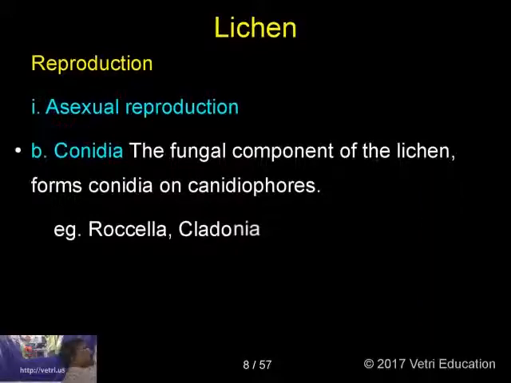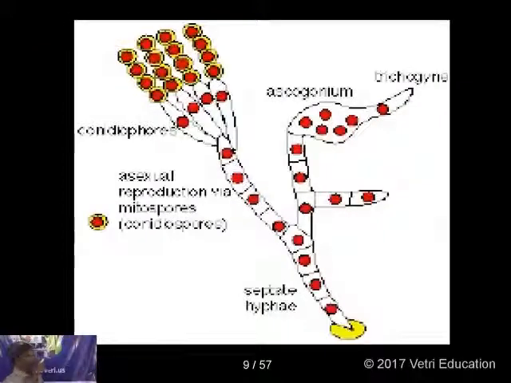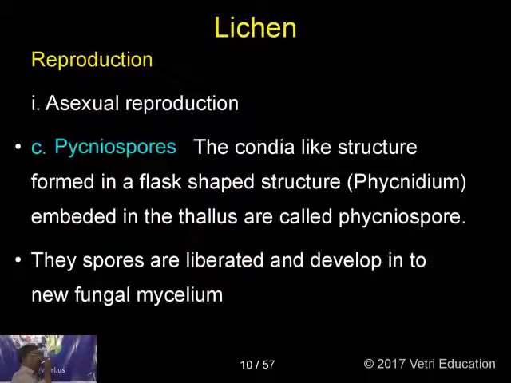This you can see. So here you see this is a fungal filament. In the fungal filament, which is uninucleate, you can find at the tip of this conidiophore stalk chains of conidia developed. When the conidiospores mature, they will be removed and, finding a suitable substratum, they will develop into that particular fungus. The next asexual reproduction is by pycnospores.